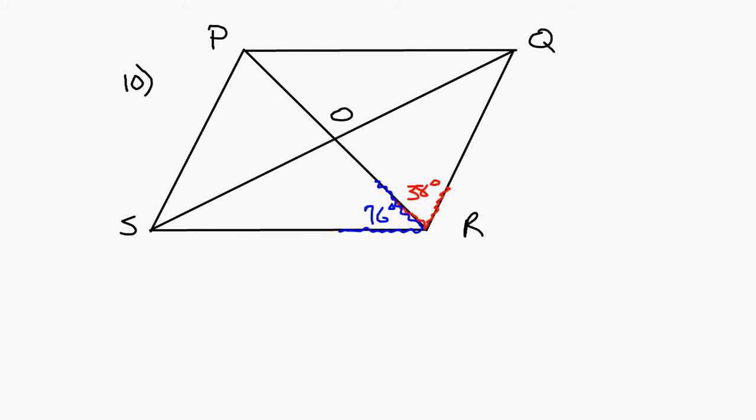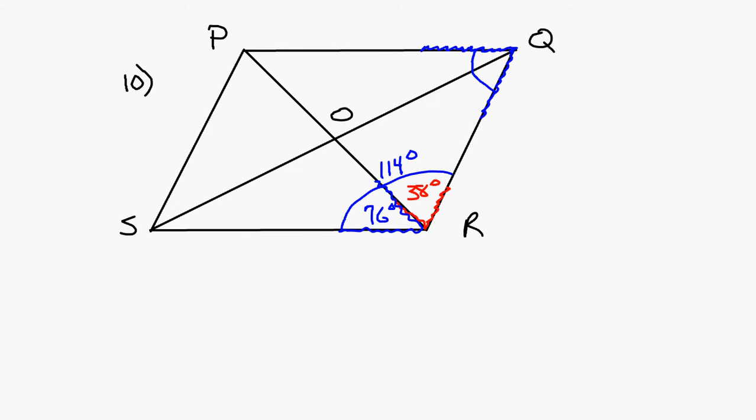All right, look, they're asking for this angle. P, Q, over to R. So they're looking for this angle right here. It says that the diagram is not to scale. So this angle down here on the bottom, SRQ, it would be equal to, what's 76 plus 38? 114 degrees.